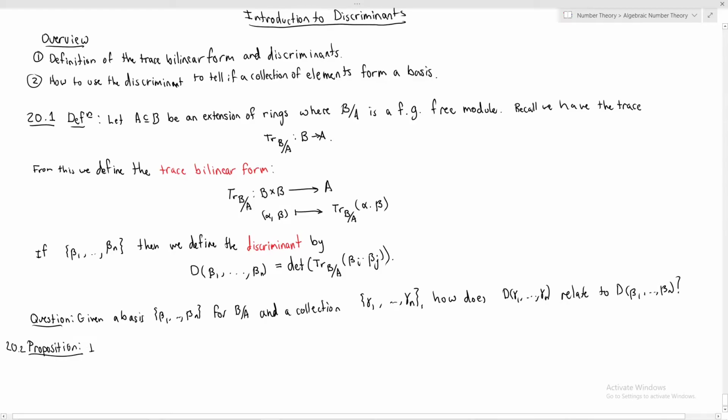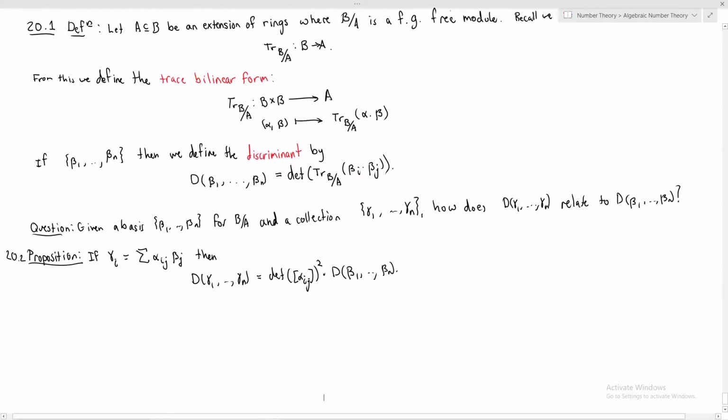Let's say if gamma i, so if we write down the change of basis matrix from the betas to the gammas, and this matrix has entry alpha ij, so if gamma i equals this, then the claim is that the discriminant of the gammas, d of gamma 1 through gamma n, is the determinant of this matrix of alpha ij's, the change of basis matrix, squared, times the discriminant of the beta 1 through beta n. Okay.